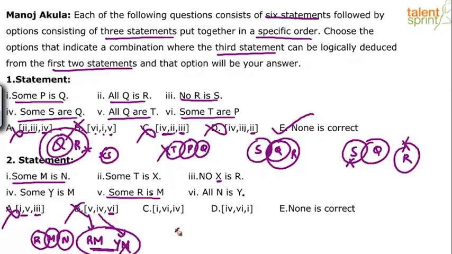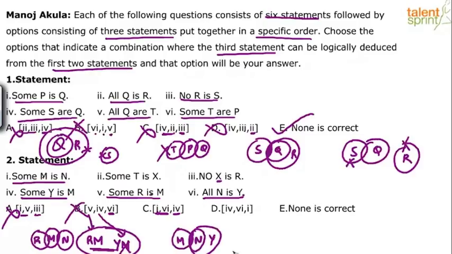Let's check C. From statement 1: some M is N. From 6: all N is Y. And the conclusion for these two, according to option C, should be statement 4. What is statement 4? Some Y is M. Do we find that to be correct? Some Y is M. Yes, it follows the basic diagram. And you all know that it will follow all the possible diagrams as well.